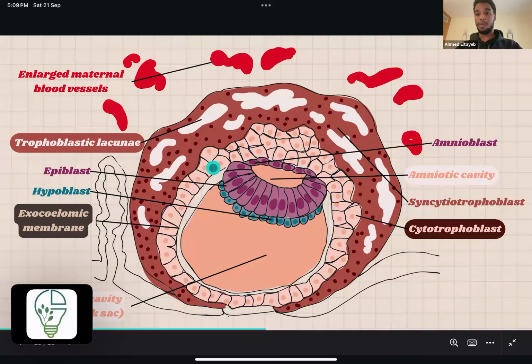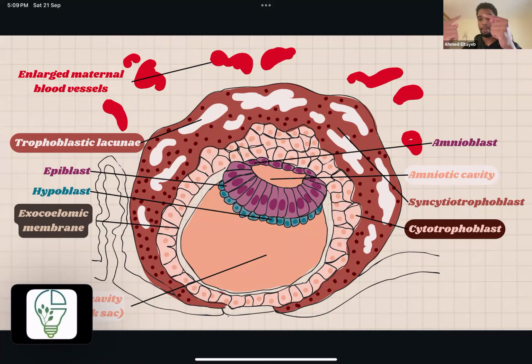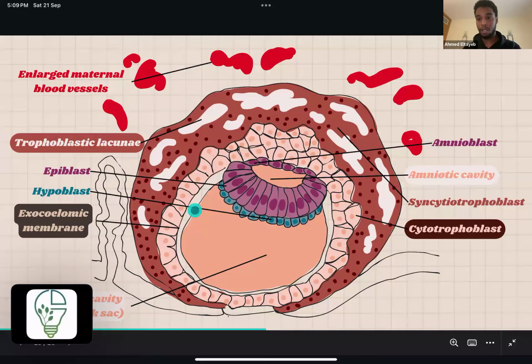Oh, sorry. And one more thing, really important. The hypoblast. The hypoblast starts proliferating on day 9, but it cannot move up because there's no epiblast. So the hypoblast starts proliferating, and then it moves down. It moves down and it forms a membrane adjacent to the cytotrophoblast. This membrane, we call it Heuser's membrane or the exocoelomic membrane.